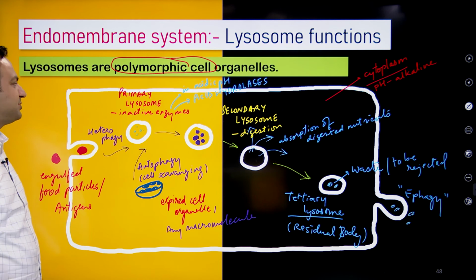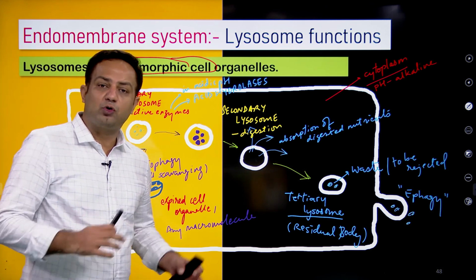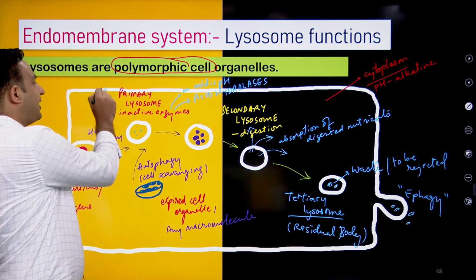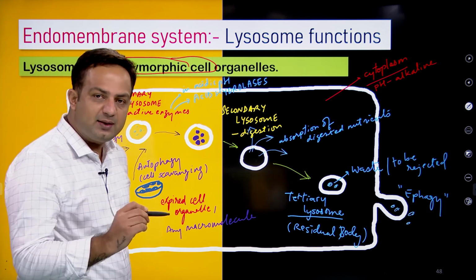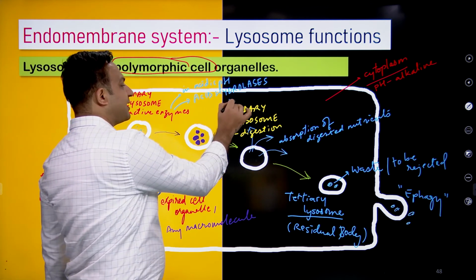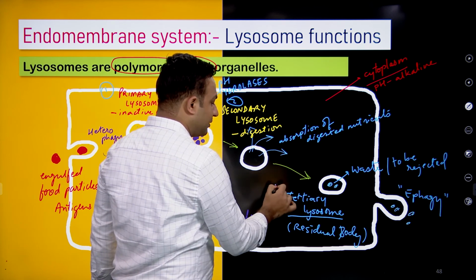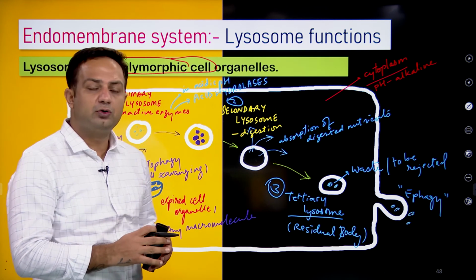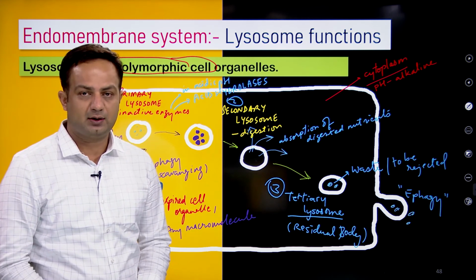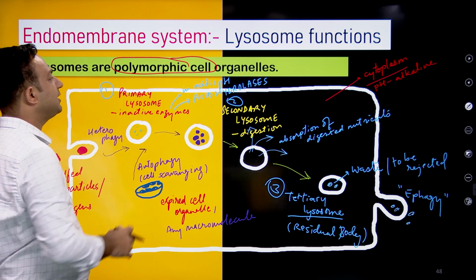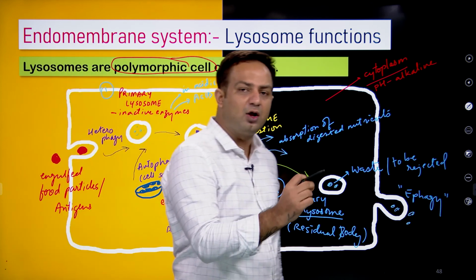So we have observed that there are three different roles of lysosomes. One, primary, having the enzymes only. Second, secondary, having digestion as the function. Third, tertiary lysosome, which is going to get rid of the waste material, right? That is why we say lysosome is a polymorphic cell organelle.